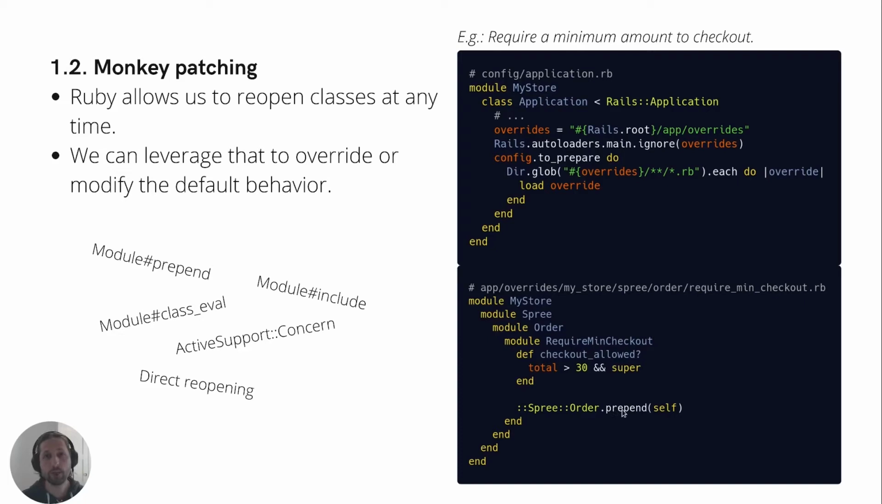By using prepend, we are still able to call super, as a prepended module ends up being at the top of the ancestor chain. There are other ways to perform monkey patches like include, class eval, and so on. But prepend gives us the most flexibility. We also need to configure Rails to autoload monkey patches files. That's what we're doing here.